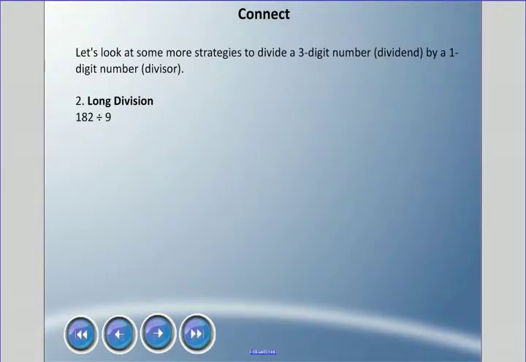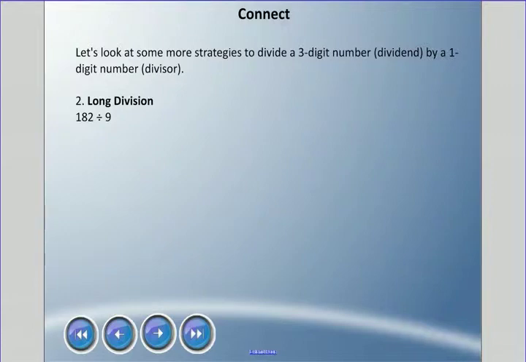Okay, so other than that strategy, base 10 blocks is a strategy to divide, but it's not necessarily the most effective or fastest way to do it, but it's a good visual if you're having trouble. But I want to go over some different strategies to divide a 3-digit number, or the dividend, by a 1-digit number, which is called the divisor. And remember, the answer is called the, everyone yell it out, quotient.